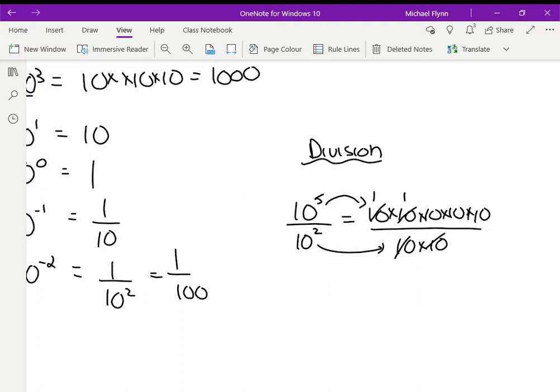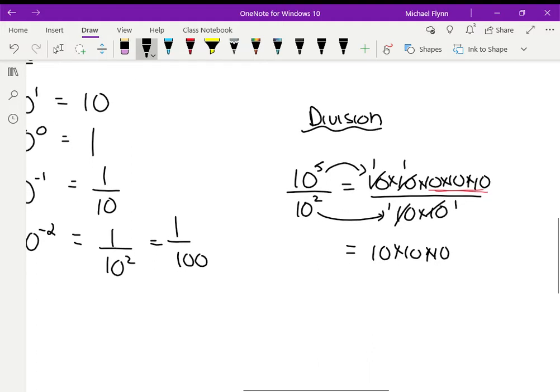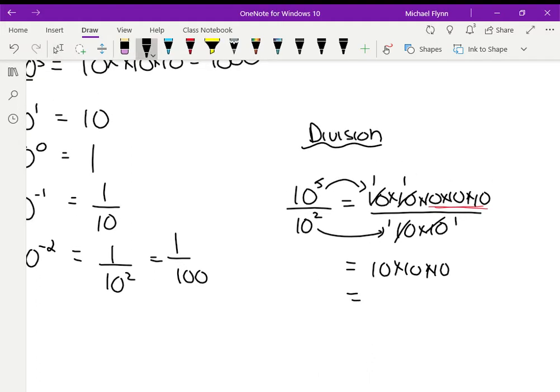Now that leaves me with these numbers here at the top that have not been divided by a power of 10 on the bottom. And so the answer is 10 times 10 times 10, just divided by 1, because whenever I cancel out a 10, I get a 1 left over. I don't have to write the 1s. So that's just 10 to the power of 3.